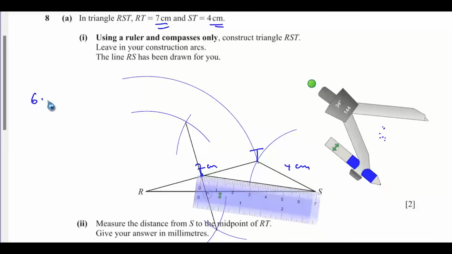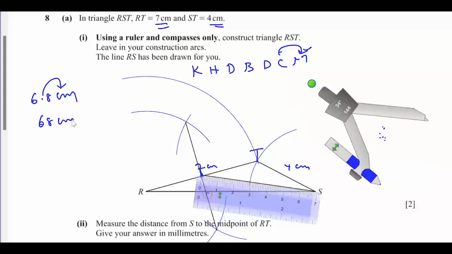So we have 6.8 centimeters, but we are asked to give our answer in millimeters. So to give your answer in millimeters, you multiply by 10, okay, from King Henry died by drinking chocolate milk. So this is centimeters and this is millimeters. So from centimeters to millimeters, you shift the decimal point to the front once. So this will be 68 millimeters, okay. That's the answer here.